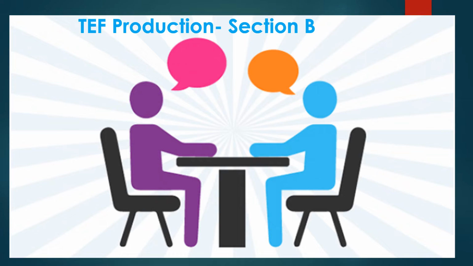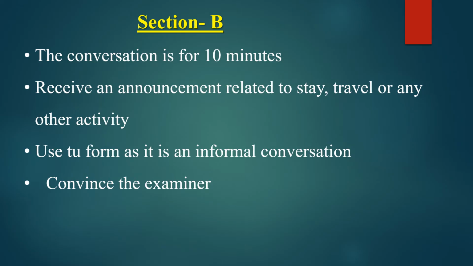So let's start with Section B. The duration of Section B is 10 minutes. At the start of Section B, you will get a sheet with some details about a hotel reservation or some kind of activity that you can do with your friend. The examiner will play the role of a friend, and you have to convince your friend to participate in an activity that you are interested in. Throughout the conversation, you have to convince your friend by presenting the details of the publicity that is on the sheet.